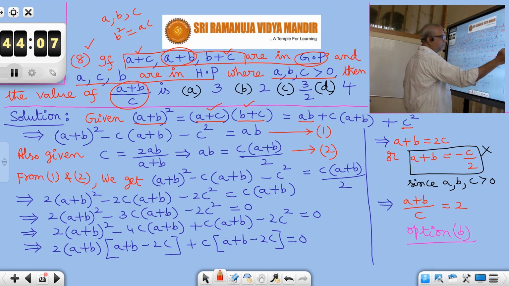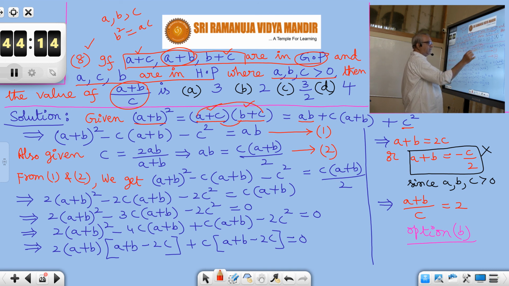Last one, c square, also over. But the other two terms are what? AC, BC. I have taken C common and written it as C into (A plus B). Now, in the next step, I am taking this C into (A plus B) from the right hand side to the left hand side.